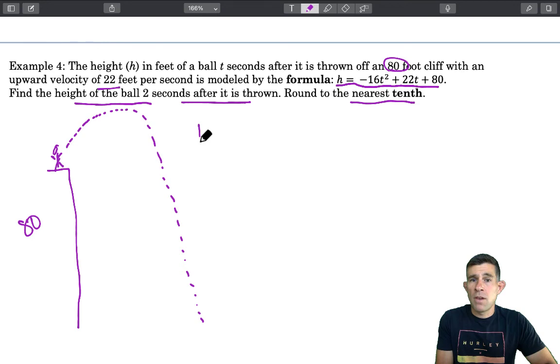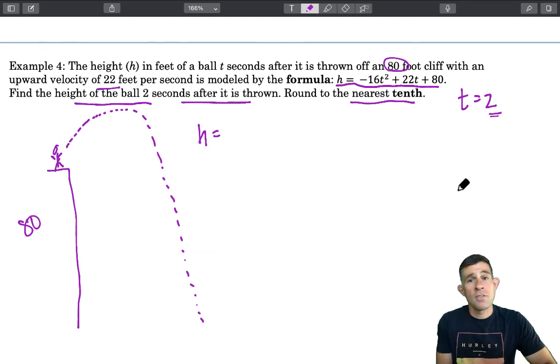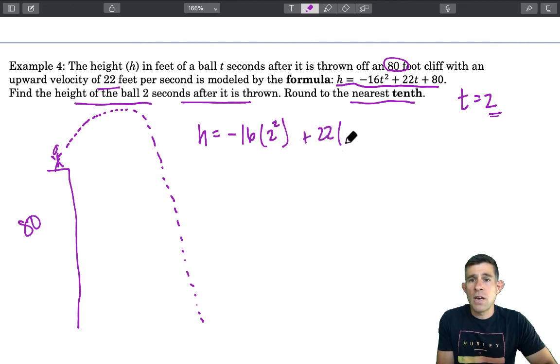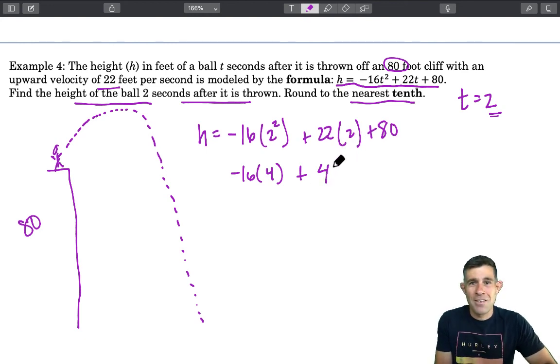We're simply going to evaluate this formula for the value of t equals 2 because we want to know how high it is after 2 seconds. So this becomes negative 16 times 2 squared plus 22 times 2 plus 80. All right, evaluating this using PEMDAS, we're going to first do our exponents. Negative 16 times 4 plus 22 times 4. We're going to simplify that, or sorry, 22 times 2. We're going to simplify that right now to get 44 plus 80.